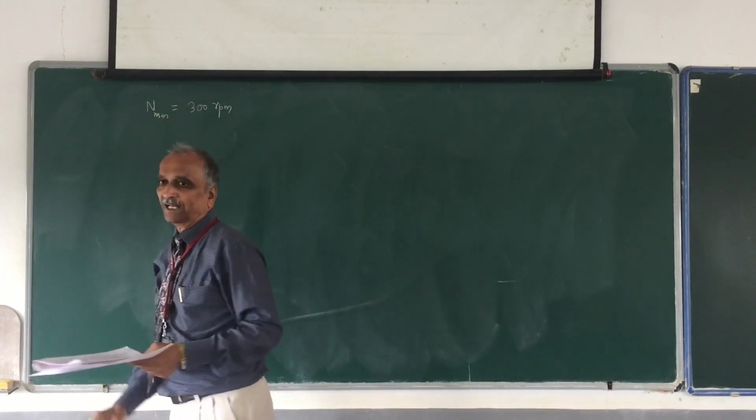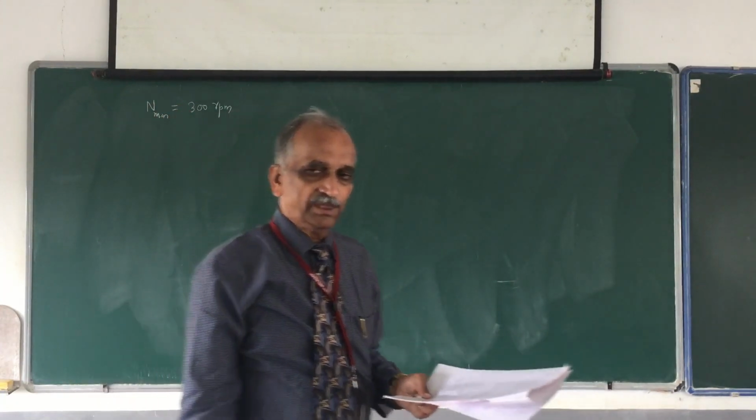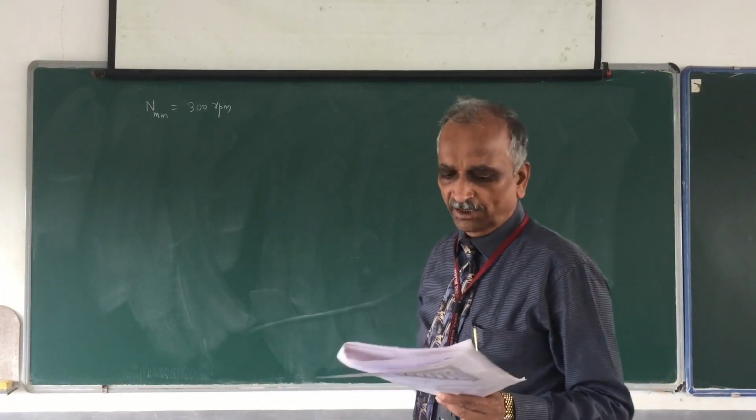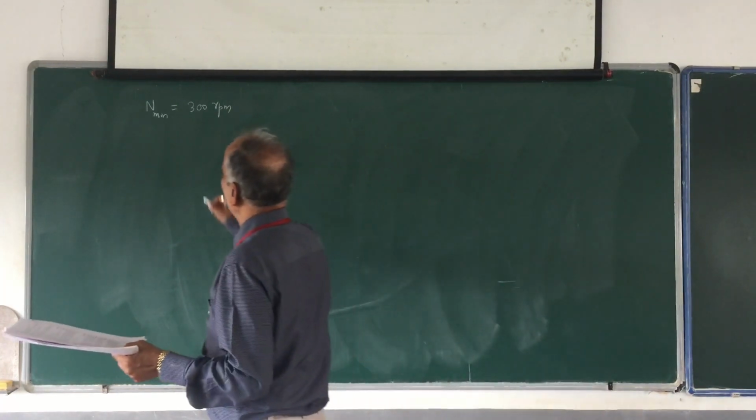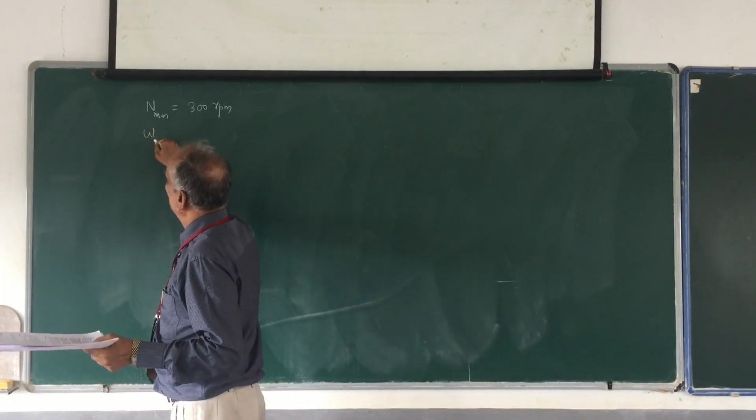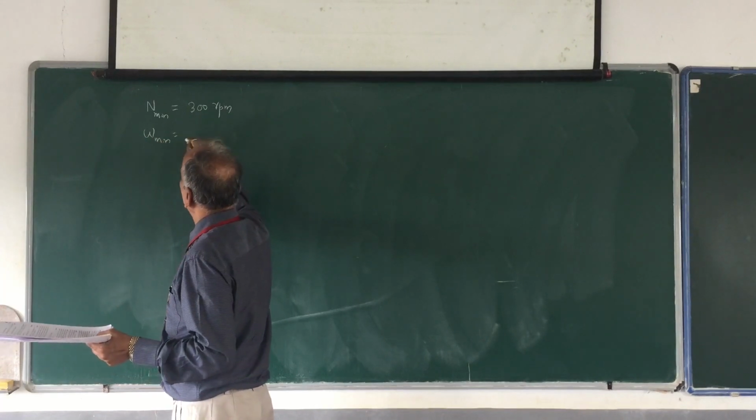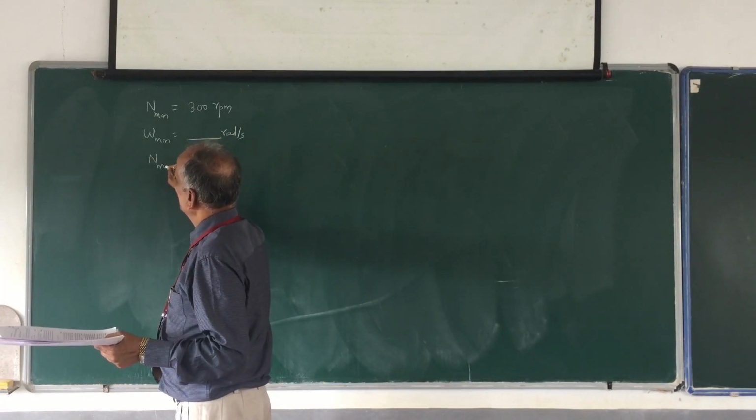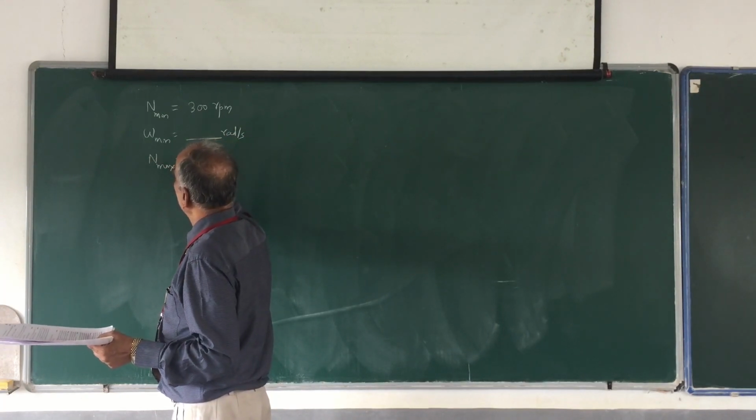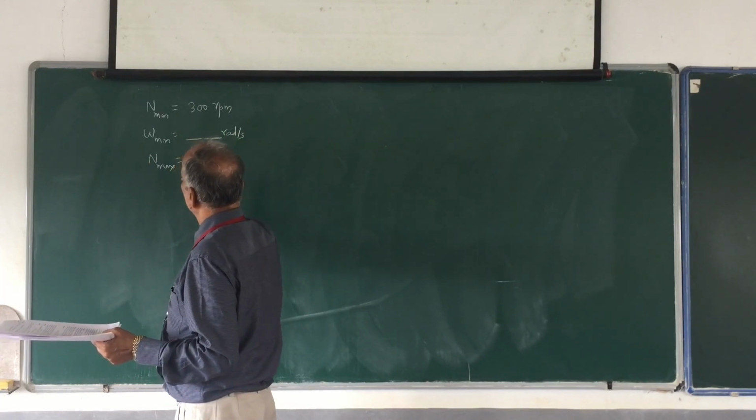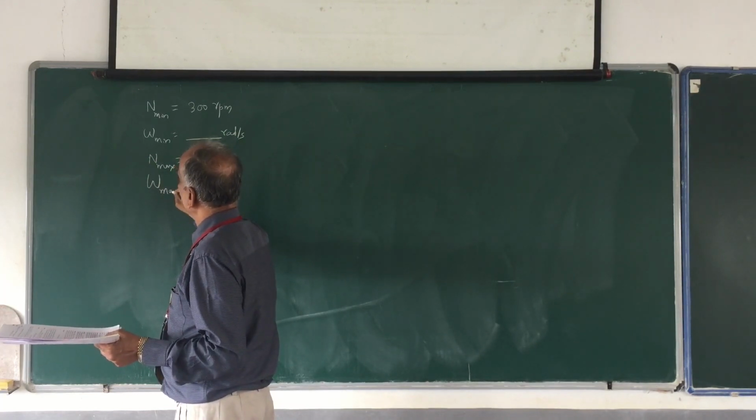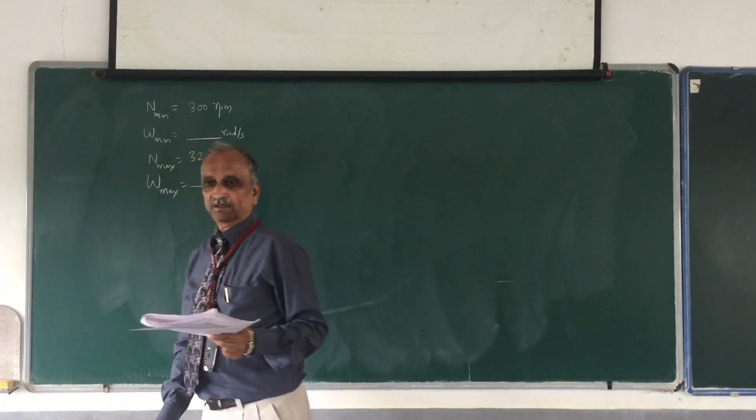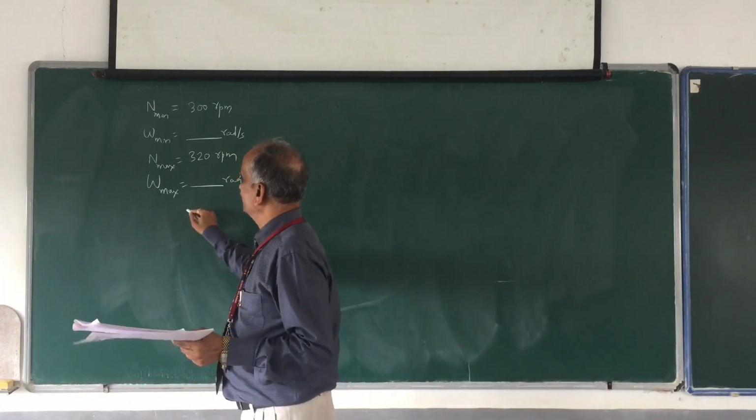It is very clearly said that the governor runs between 300 rpm and 320 rpm. Therefore, 300 rpm is the lowest speed. And from this, I wish you to find out what is omega minimum, so many radians per second. And you also know N max, that is 320 rpm. So find out omega max, so many radians per second, and 20 mm.